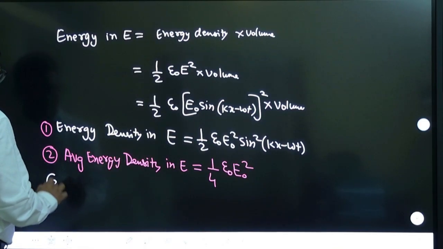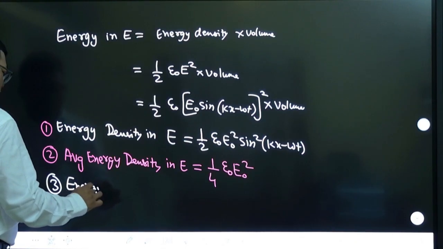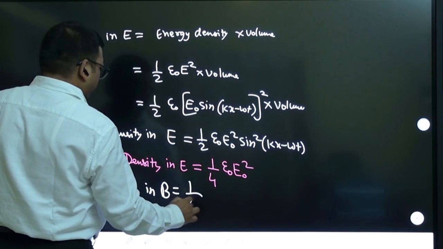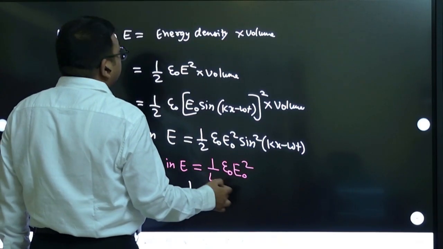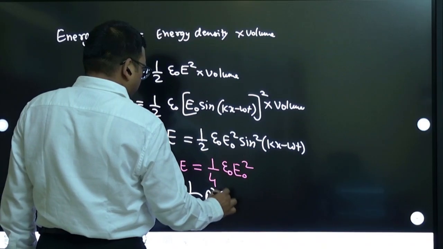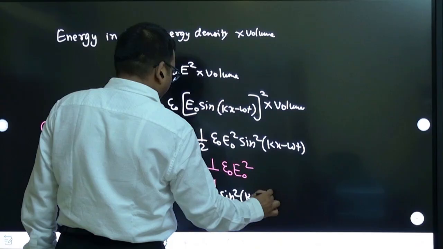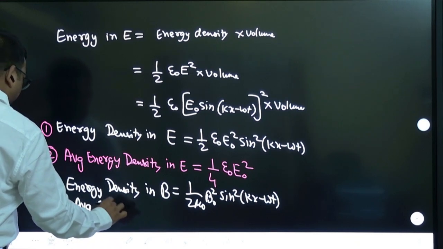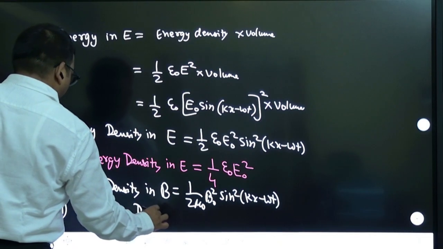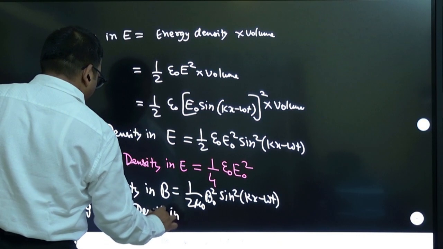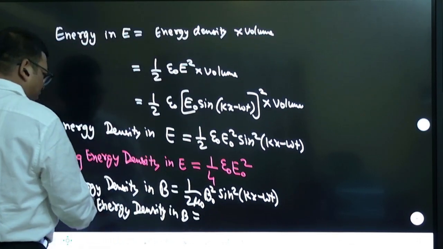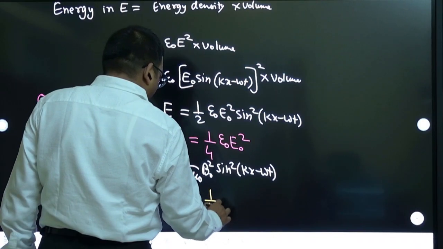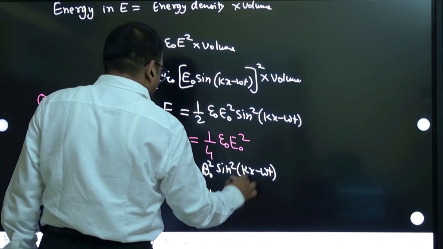Similarly, we can write energy density in magnetic field. Energy density in magnetic field: 1 by 2 mu naught B square will give us B naught square sine square (kx minus omega t). And when we take average value, average energy density in magnetic field, again sine square function gives 1 half. That's why it will become 1 by 4 mu naught into B naught square. Okay.